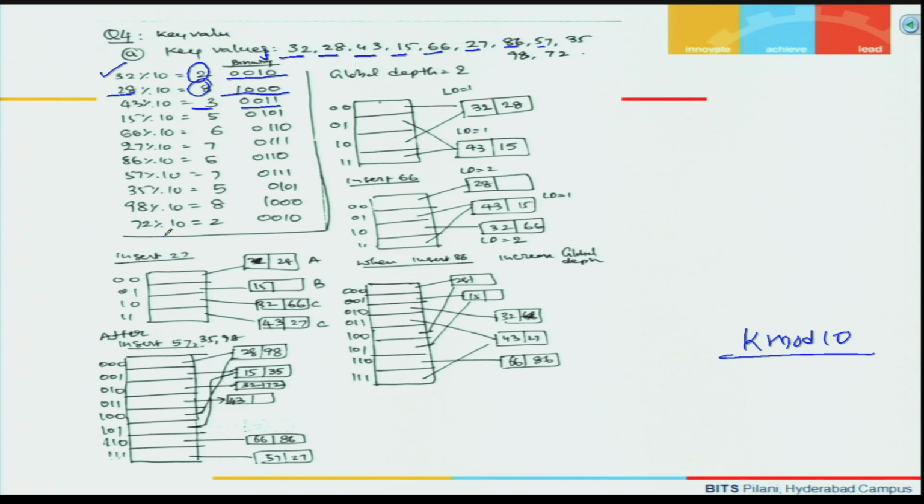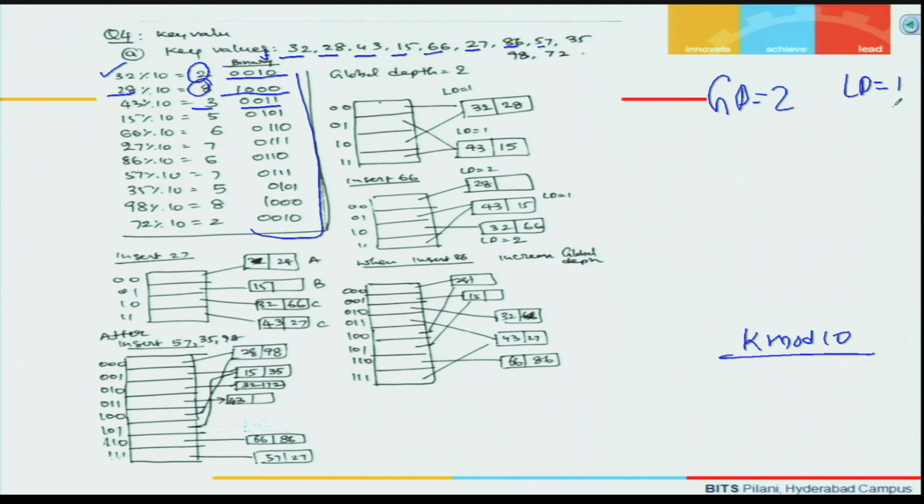Okay, now these are called the hash values. Initially, depending on the requirement, we can start with any local depth or any global depth. In this case, let us assume that each disk block can accommodate only 2 records, and I start with the global depth equal to 2 and the local depth equal to 1.